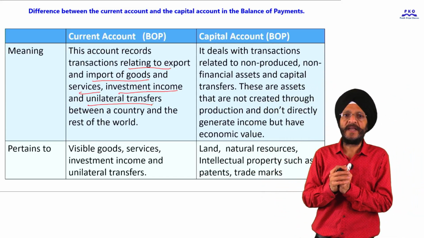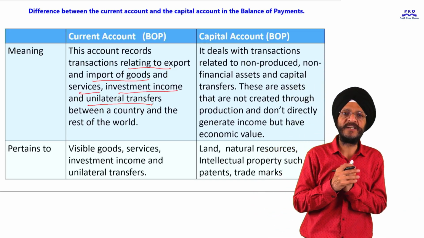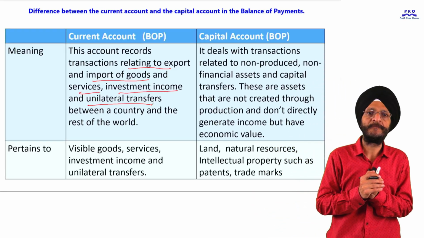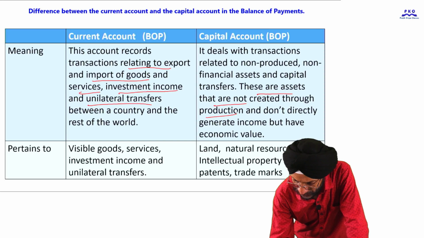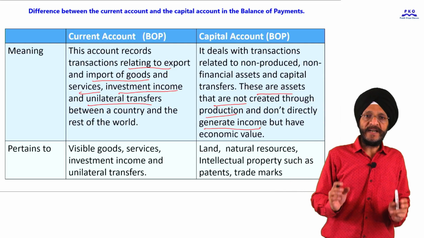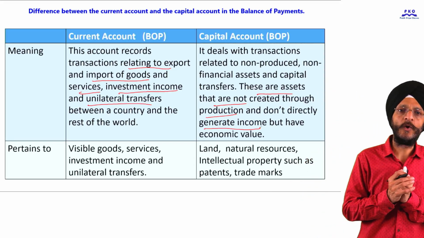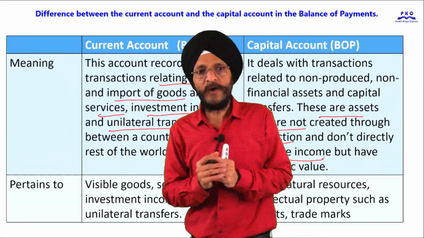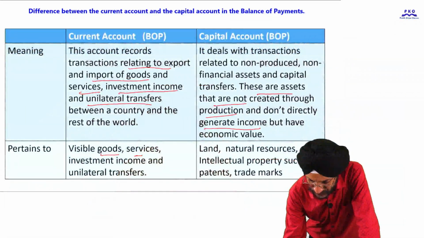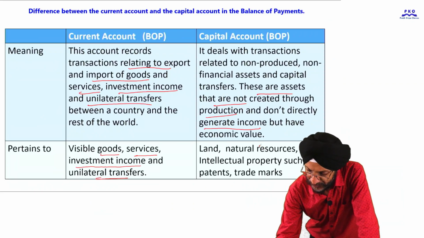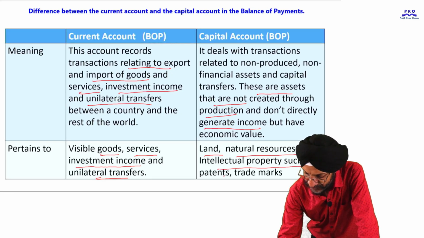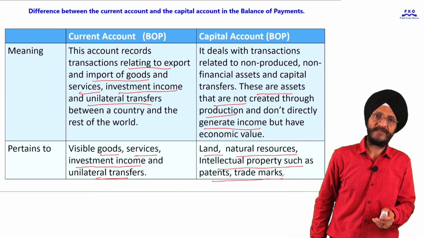On the other hand, capital account deals with the transactions related to non-produced, non-financial assets and capital transfers. These assets are not created through production and do not directly generate income but have economic value. Current account pertains to goods, services, investment income and unilateral transfers, and capital account pertains to land, natural resources, and intellectual property such as patents, trademarks, etc.